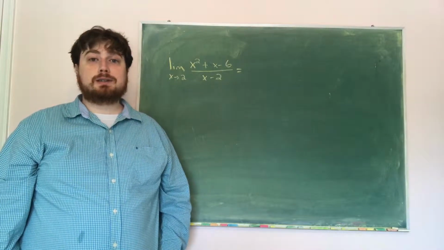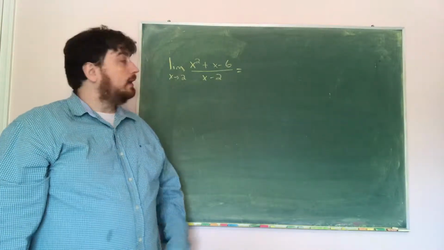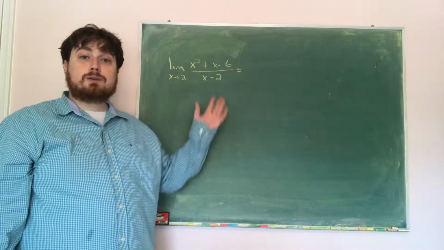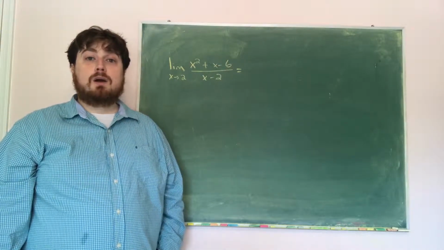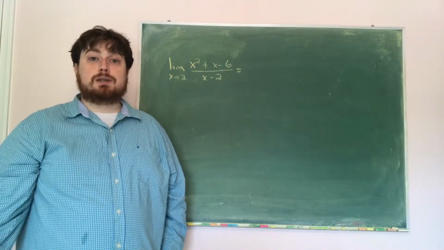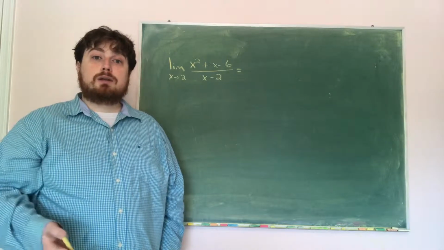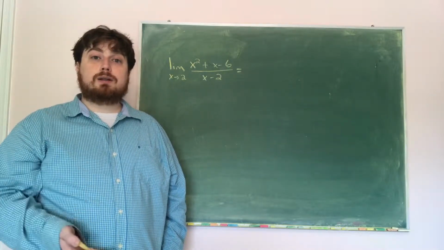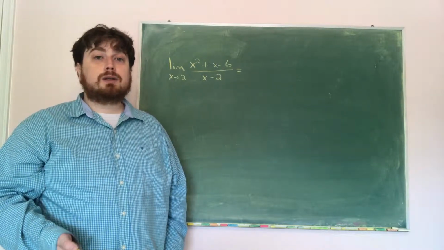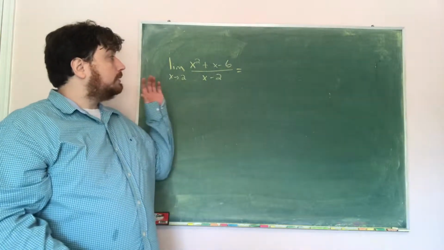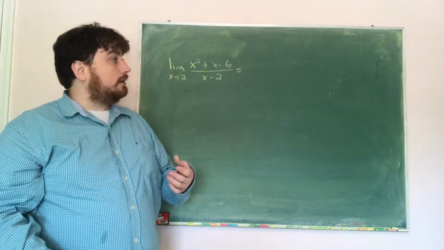Hello mathematicians, thank you for joining me as we try to find the limit as x goes to 2 of x squared plus x minus 6 all over x minus 2 algebraically. We had looked at how to do these graphically, and we've looked at how to deal with piecewise functions. Now we're looking at functions that might have some type of discontinuity to them.